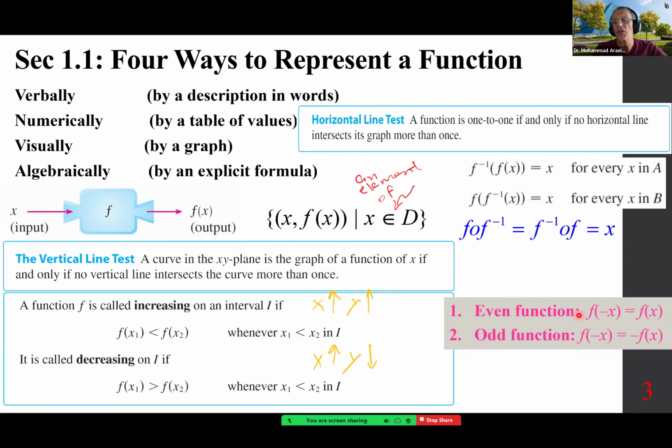What is an even function? F of minus x equals f of x. What is an odd function? F of minus x equals minus f of x. So those are some of the definitions that we needed to get started with.